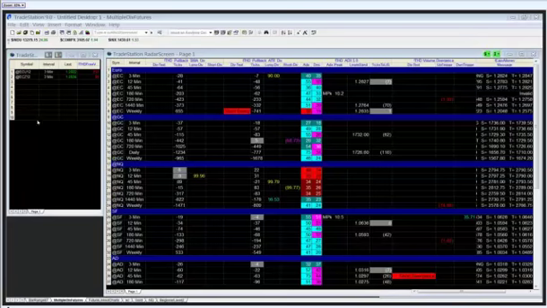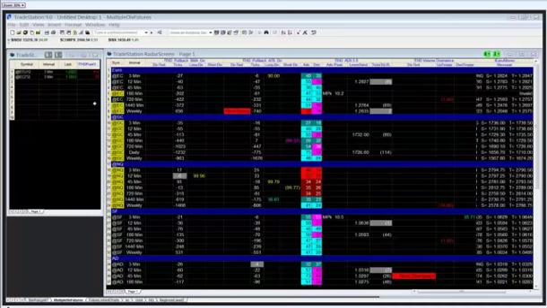Okay, as you can see over here on the left, I do have a radar screen. All I'm doing is monitoring the volume because we should have a rollover on the euro this week. So all I'm doing is monitoring the volume on that to see which contract I should actually be looking at.